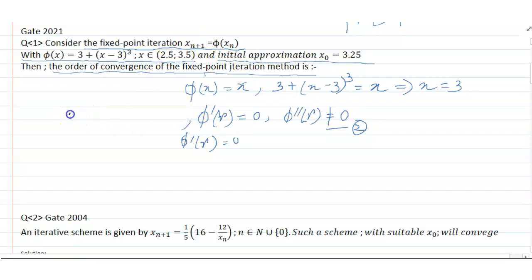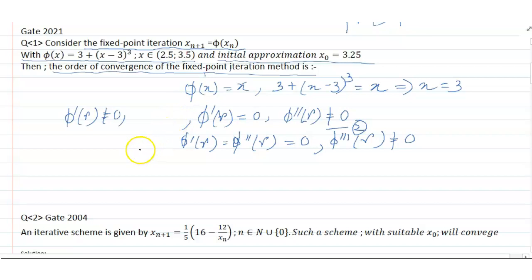How can I find out the order of convergence? If φ'(r) is not equal to 0, I don't need to find φ''(r). And if φ'(r) = 0 and φ''(r) = 0, then φ'''(r) is not equal to 0. So this is the order of convergence determination, with φ'''(r).